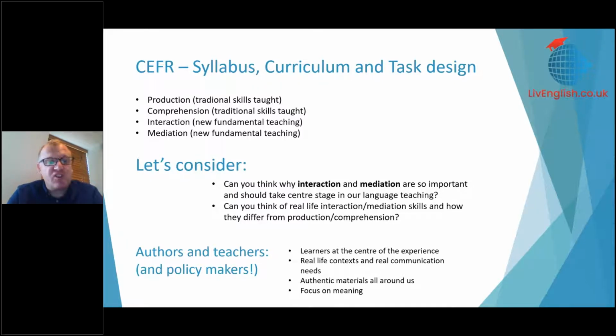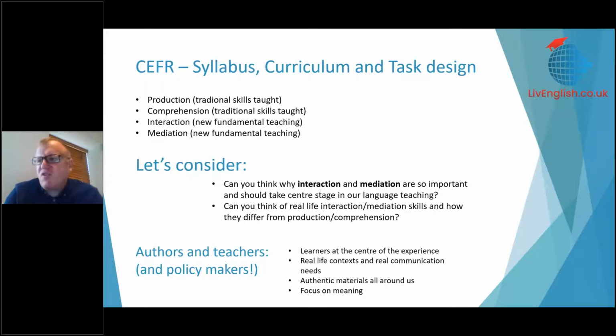That's my tip for authors and teachers and policymakers, because ultimately, unfortunately, sometimes teachers and authors are limited by what the policy is on teaching, what we have to teach, what boxes we need to tick so that our policymakers are happy. Not necessarily always to the full benefit of students. So to me, what is fundamental is to put learners at the center of the teaching experience. Ultimately, we're doing this for them. We're not doing it for ourselves.